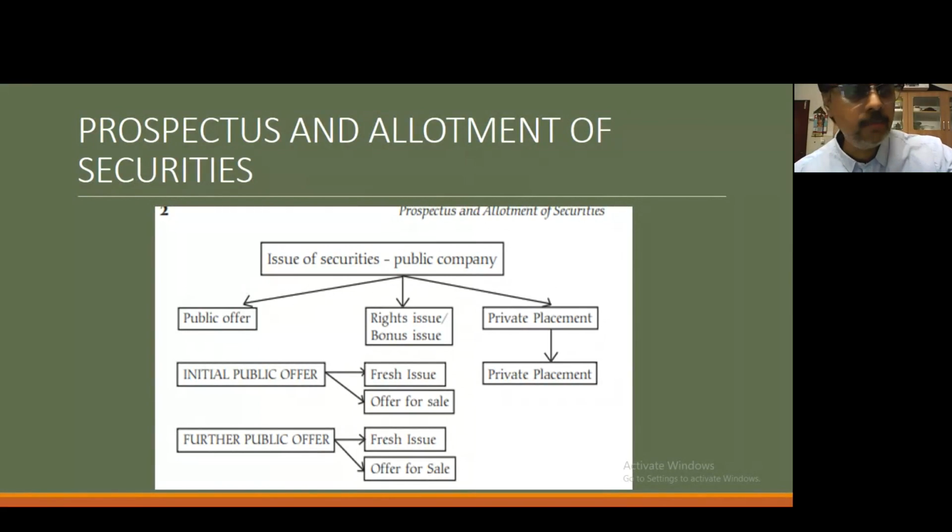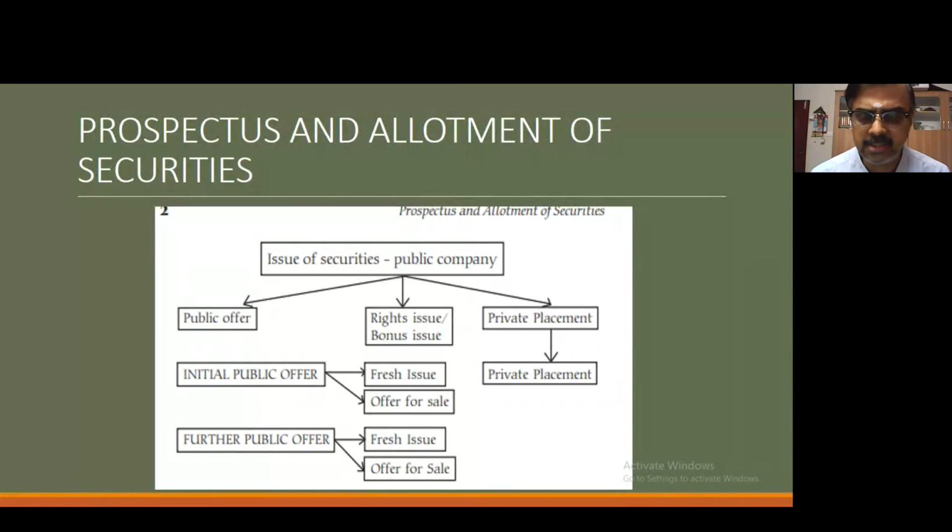For example, a company wants to offer securities to a foreign institution, it is a private placement. Secondly, it can offer its securities through public issue, which is referred to as initial public offer. Shortly, we call it as IPO. And it can either be a fresh issue or offer for sale. A company, when it's making its initial public offer, it can either make it through a fresh issue to the public or an offer for sale.